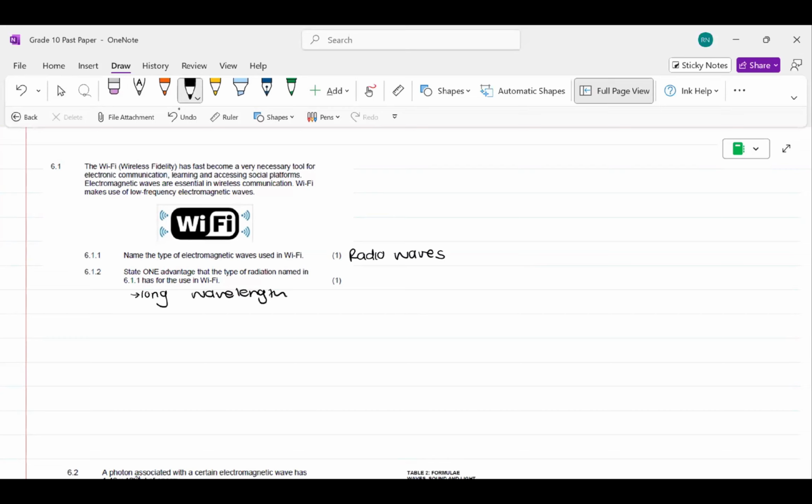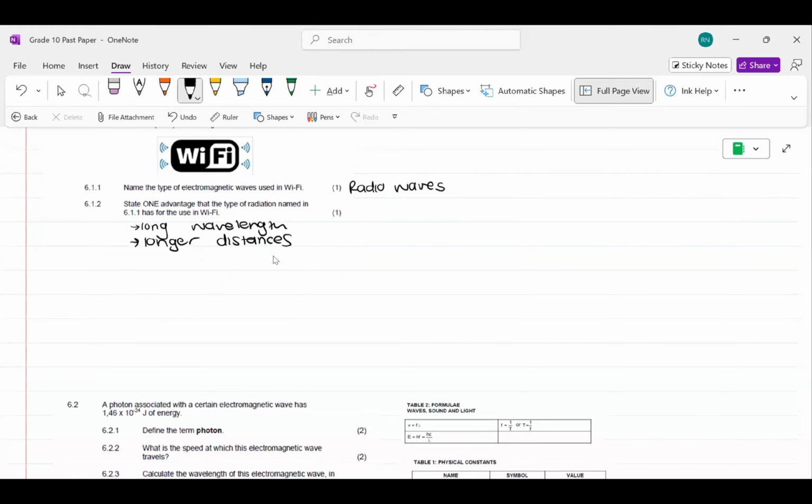And so they can be transmitted over longer distances. But this would have been in your notes. So this is just like a theory question that you would have had to practice or remember.